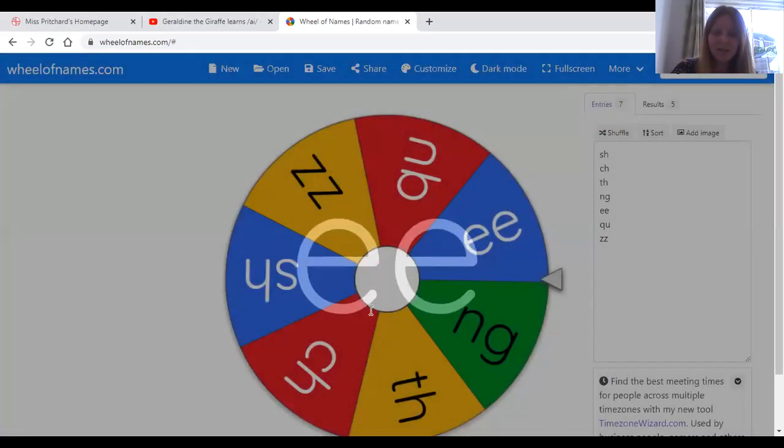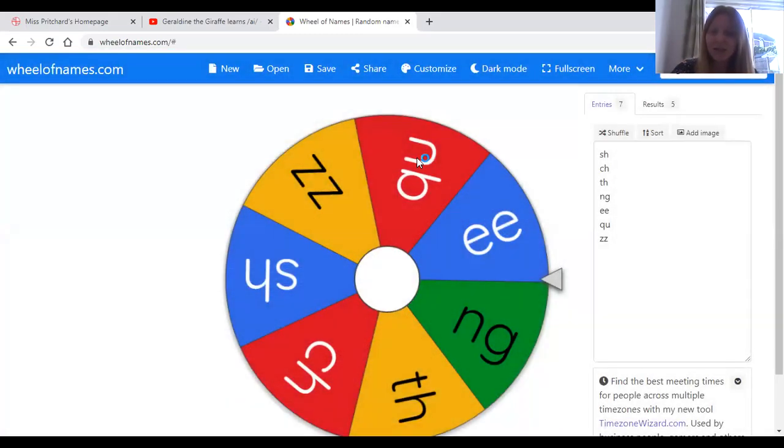Okay, so what digraph is that on the screen? Well done, E. Can you write me a word with the E sound? Anything you can think of. Off you go, I'm not going to give you very long. Okay, fantastic. Hopefully you've got a word on there. You might have beep or sheep or deep. There's lots of words with the E sound. Okay, let's see the next one.